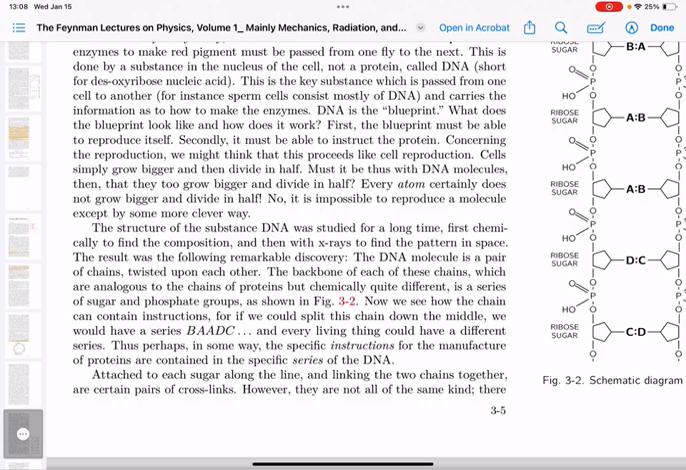First, the blueprint must be able to reproduce itself. Secondly, it must be able to instruct the protein. Concerning the reproduction, we might think that this proceeds like cell reproduction. Cells simply grow bigger and then divide in half. Must it be thus with DNA molecules, then, that they too grow bigger and divide in half? Every atom certainly does not grow bigger and divide in half. No. It is impossible to reproduce a molecule except by some more clever way.